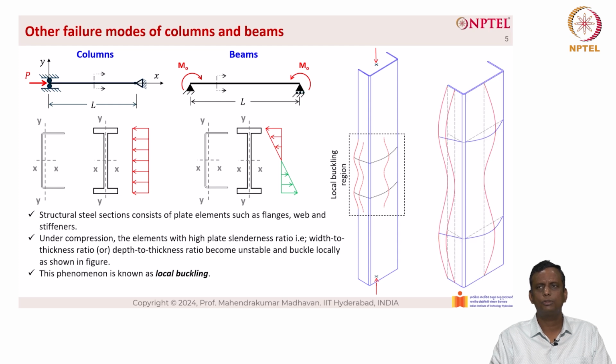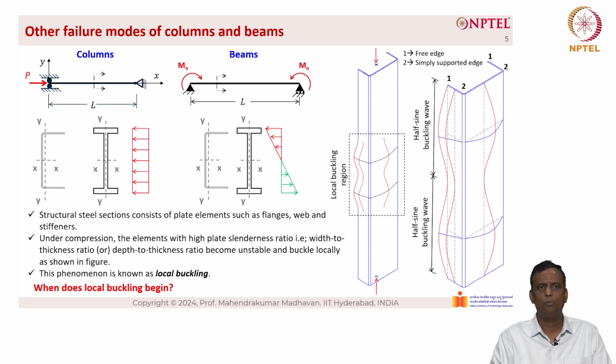A blown up view is also shown on the right hand side, where you can see that the half sine wave buckling is also mentioned. The edges here are one which is a free edge and number 2 is the simply supported edge. Basically, it is the junction between the web and the flange. Now, when does local buckling occur and what is the critical stress for the plates? These are the questions that we need to answer.